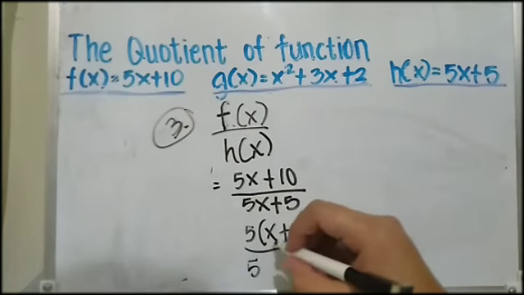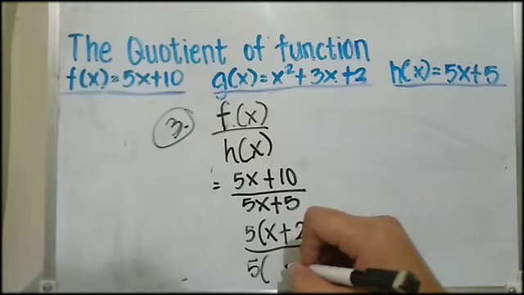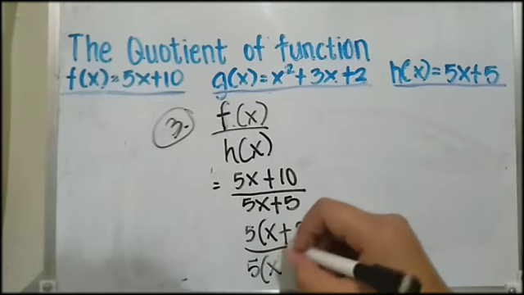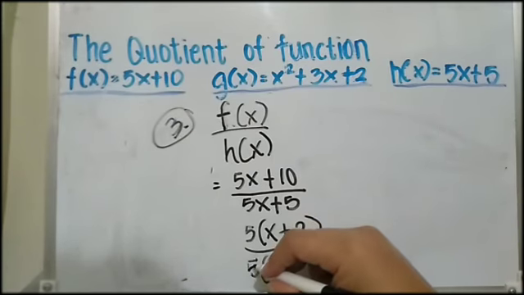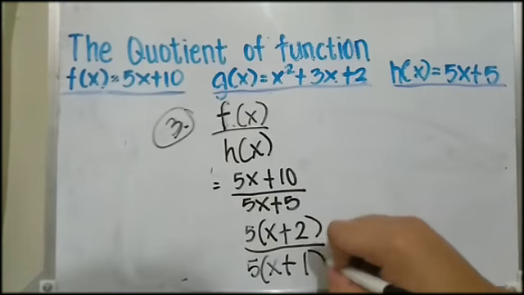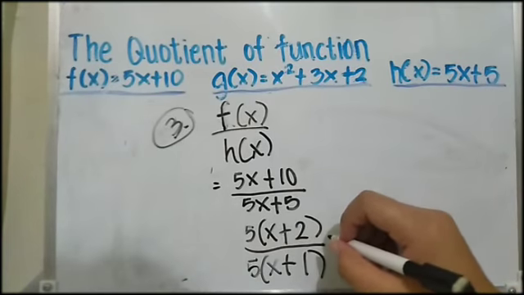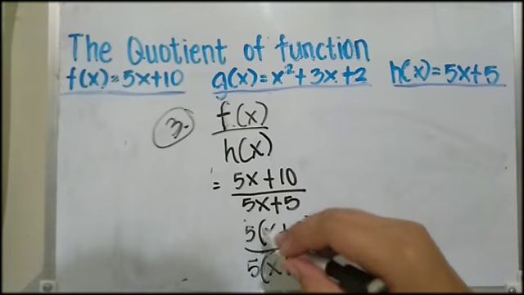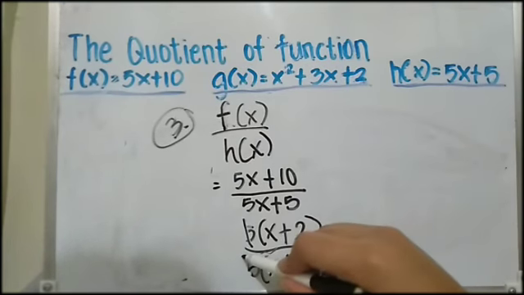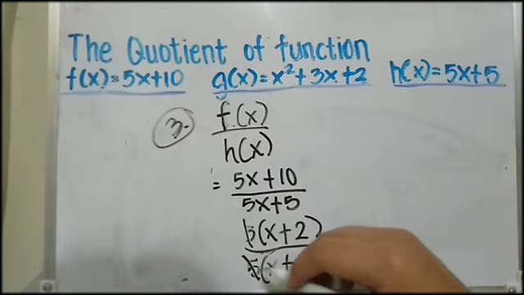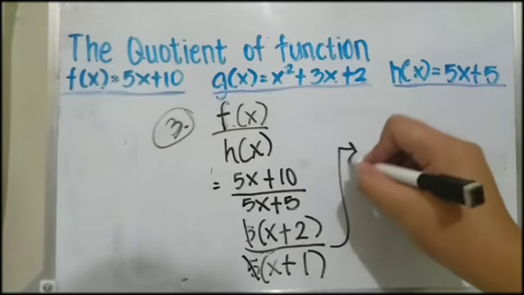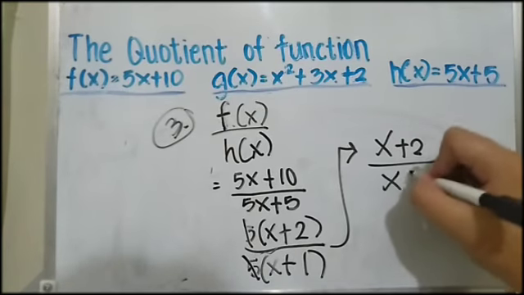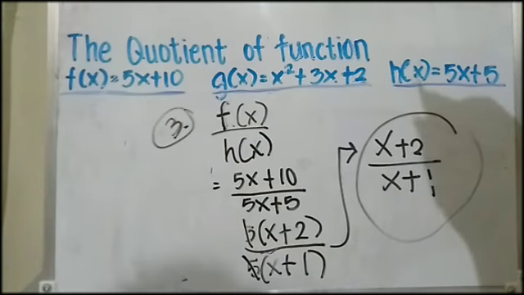And for the denominator, same as we did, the factor is x plus 5 divided by 5 is 1, so 1. So now what we are going to do is cancel the same value. So we cancel the 5 of the numerator and the 5 of the denominator. So your final answer is x plus 2 over x plus 1. So that's your final answer.